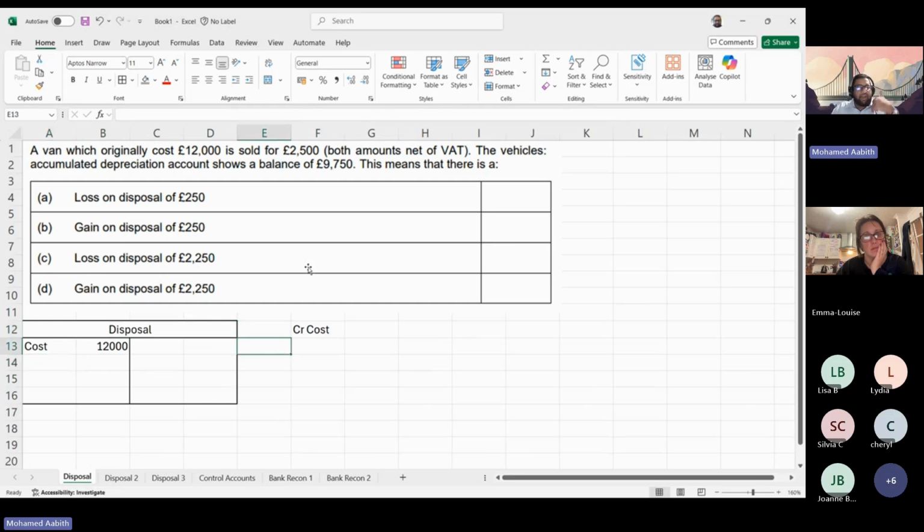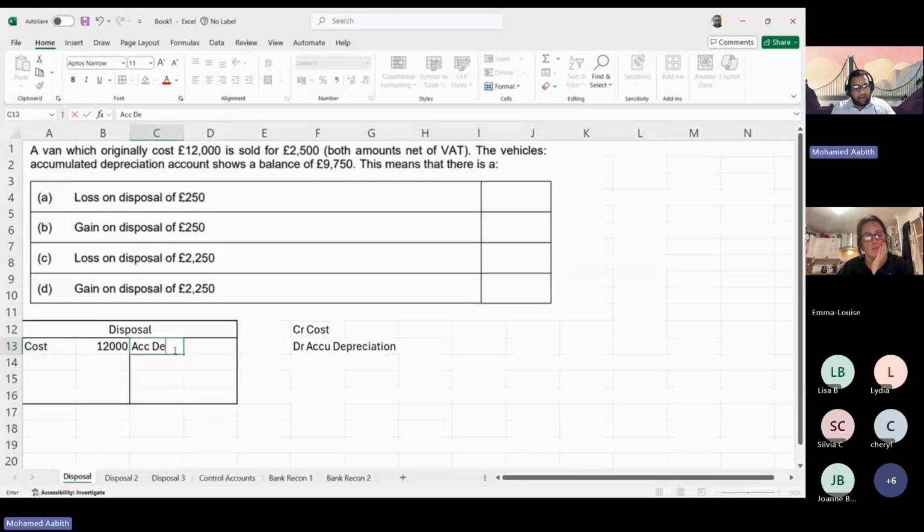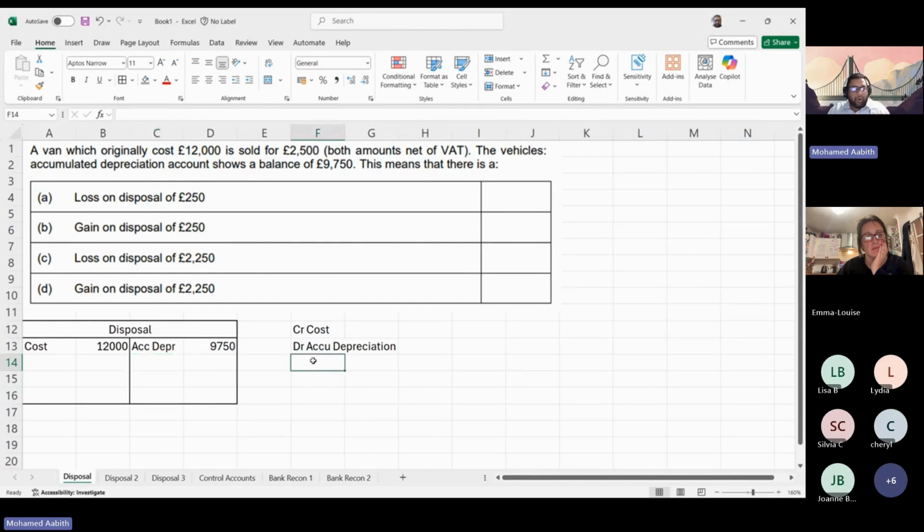The second one is we have to clear the accumulated depreciation. So we're going to debit the accumulated depreciation account and credit the disposal account, for the value of £9,750. And then they're also saying you sold this non-current asset for £2,500. So what's going to happen? Debit bank account and credit the disposal account. So the disposal account will have a credit entry. The amount we received is £2,500.